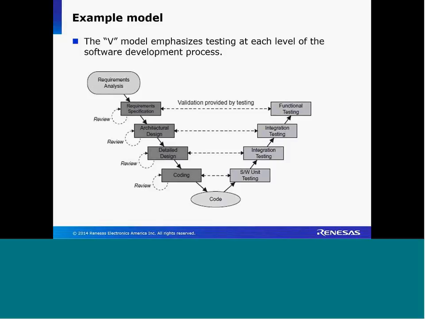So if we look at the model for software development, there is actually an identical one for hardware development. You will have the same type of requirements analysis and specification, hardware architectural design, and hardware detail design. This is the actual prototyping, or the development of a hardware board, enclosure, and so on. And along the way, you will integrate hardware and software together.